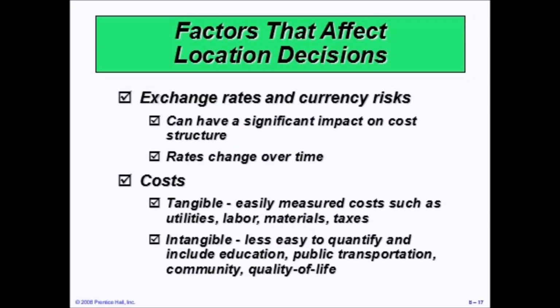Next, the cost. There are two parts, the tangible and the intangible cost. Here are examples of intangible costs or qualitative factors. First, education, quality, labor skills. Next, the tangible or quantitative factors: short-run and long-run costs.